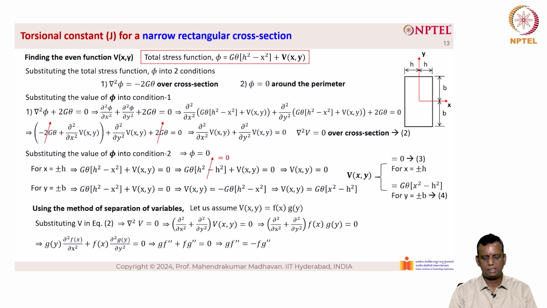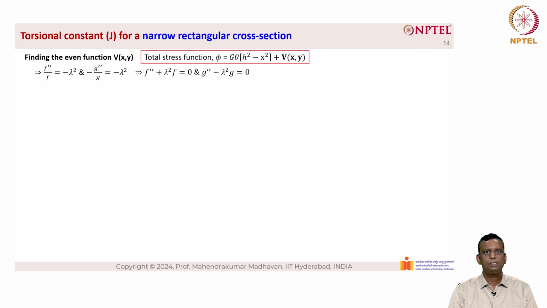So this becomes g f double dash equal to minus f into g double dash. So this can be further simplified as f double dash by f equal to minus g double dash by g equal to minus lambda square. Now here minus lambda square is a multiplier which satisfies the equation g f double dash equal to minus f g double dash. So using this, we have two equations, f double dash plus lambda square f equal to 0 and g double dash minus lambda square g is equal to 0. So this can be represented as d of x plus lambda square into f equal to 0 and d of y minus lambda square into g equal to 0, where the d represents the double differentiation.